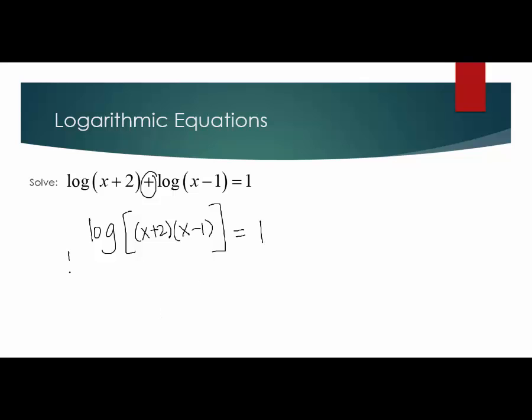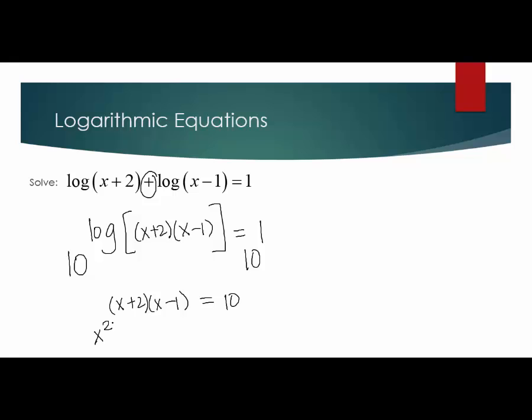Now if I take both sides with a base 10, I've got just (x + 2)(x - 1) equals 10 to the 1, or 10. This is going to be a quadratic equation. I think our best bet is to get everything multiplied out and on one side equal to 0, and then we can see if it factors, so we could solve it that way.